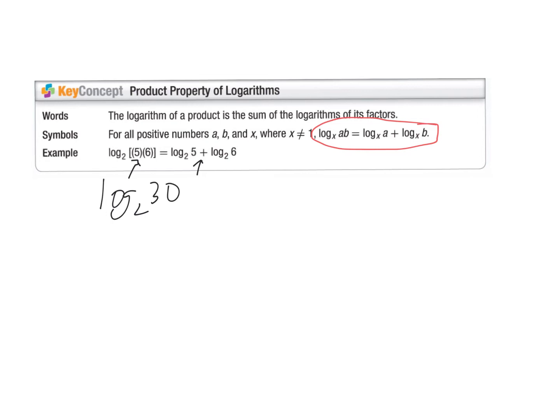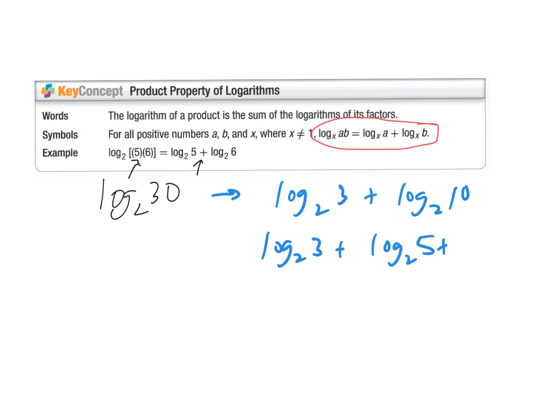Now, in this example, log base 2 of 30, they happen to choose 5 and 6. Well, I could have also just as easily said log base 2 of 3 plus log base 2 of 10, because 3 times 10 gives me 30. I could take that a step further if you wanted. I could then break up 10. How would I break up 10? 5 and 2. Now I want to focus on this real quick, because oftentimes you're not going to be given something like that.